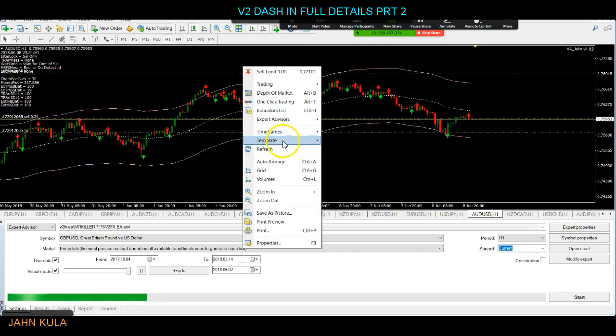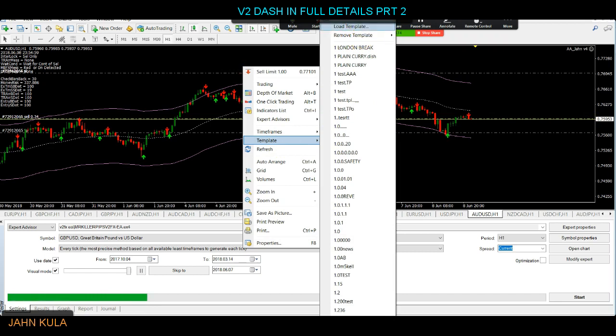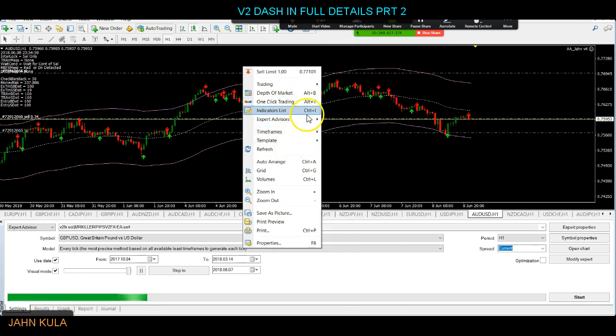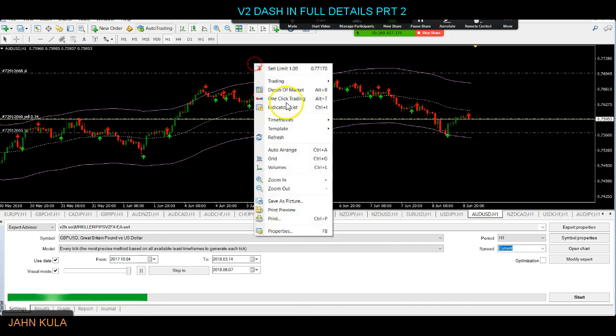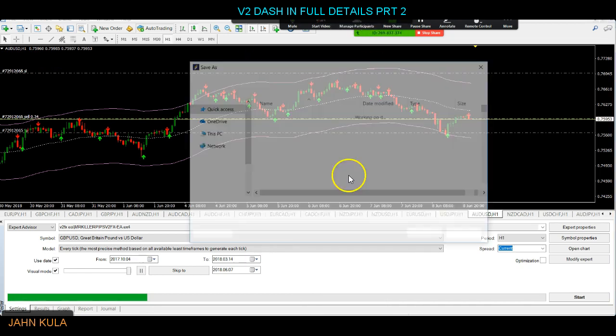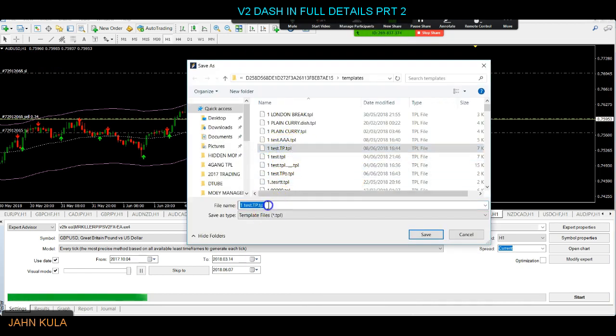So we're just gonna save these as a template. Let's just remove these in export. Remove this template, save as a testing one.